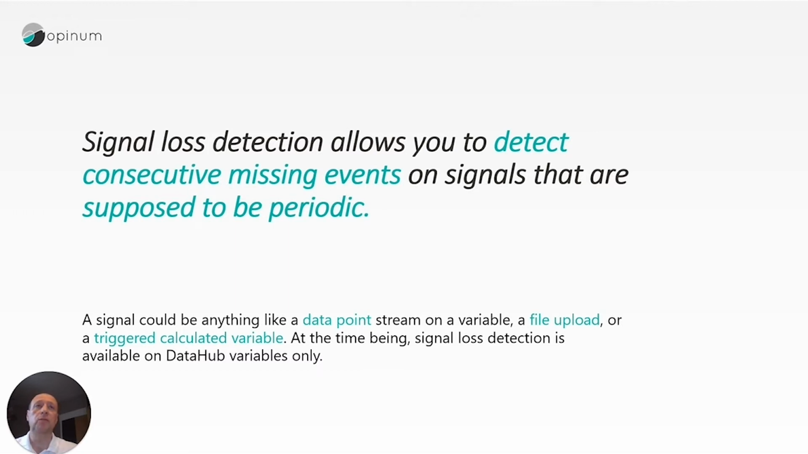I use the term signal, although the title of the topic is data loss detection, because we plan to apply this feature not only to incoming data points, but also to file uploads or calculated variable triggering. But at the time being, only the data points can be used to detect the data loss.